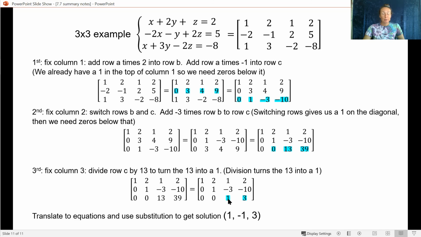Now we're in our row echelon form where we've got the 1s on the diagonal and the zeros below. Here you can see that if this is the coefficient on X, this is the coefficient on Y, and this 1 is the coefficient on Z, we know that Z equals 3. If we take this and translate it back into equations with their variables, we can quickly see that Z equals 3, substitute that back into this equation to see that Y equals -1, and substitute both the Z and the Y variables back into here to get that X equals 1.